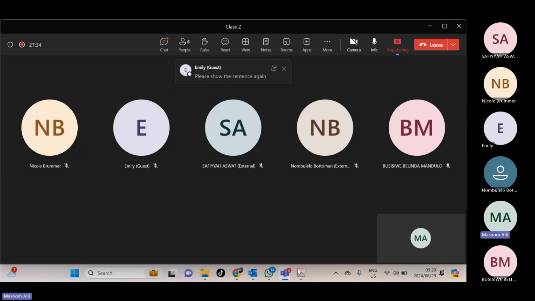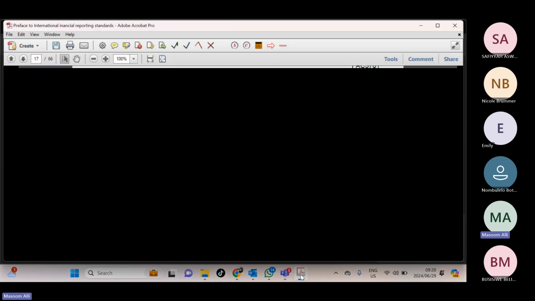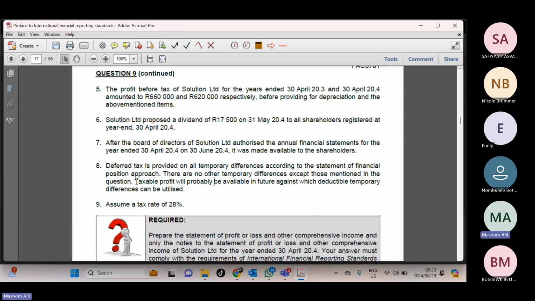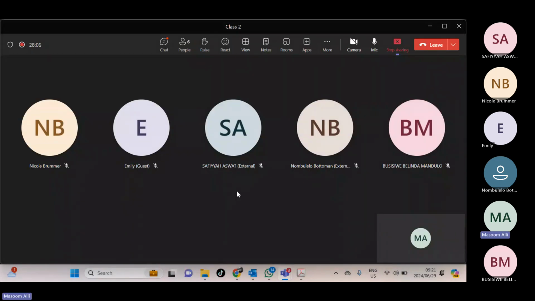Okay, please show the sentence again. So we go back here. This sentence: your taxable profit will probably be available in future against which deductible temporary differences can be utilized. Why is that relevant at all? What is the point of telling me something like this? You guys did do IS 12, if I'm correct. So yeah, you did. So that should have been given in there.